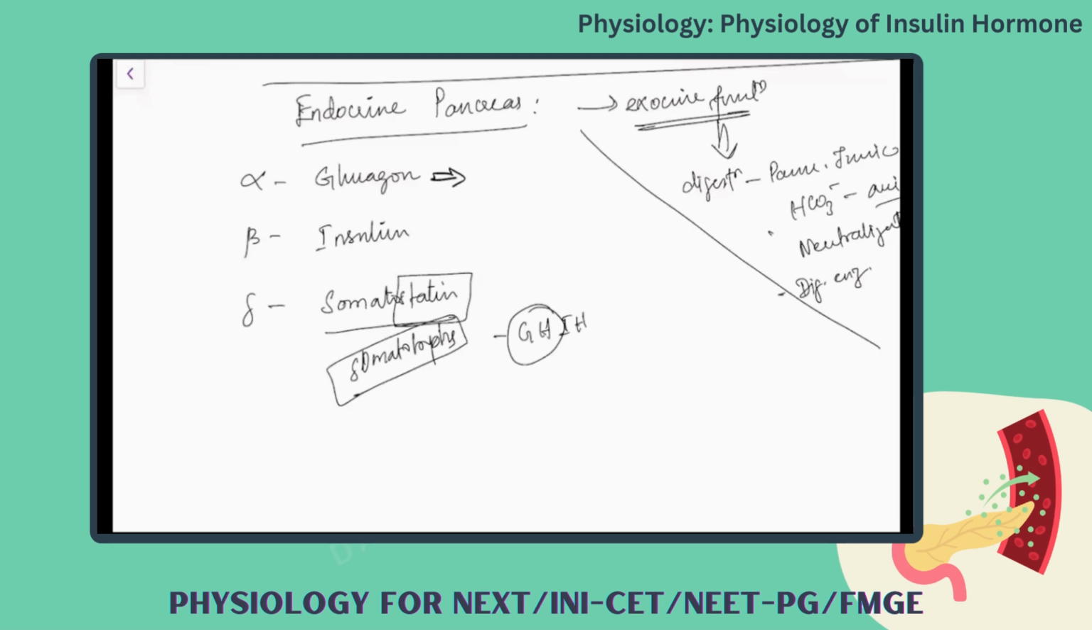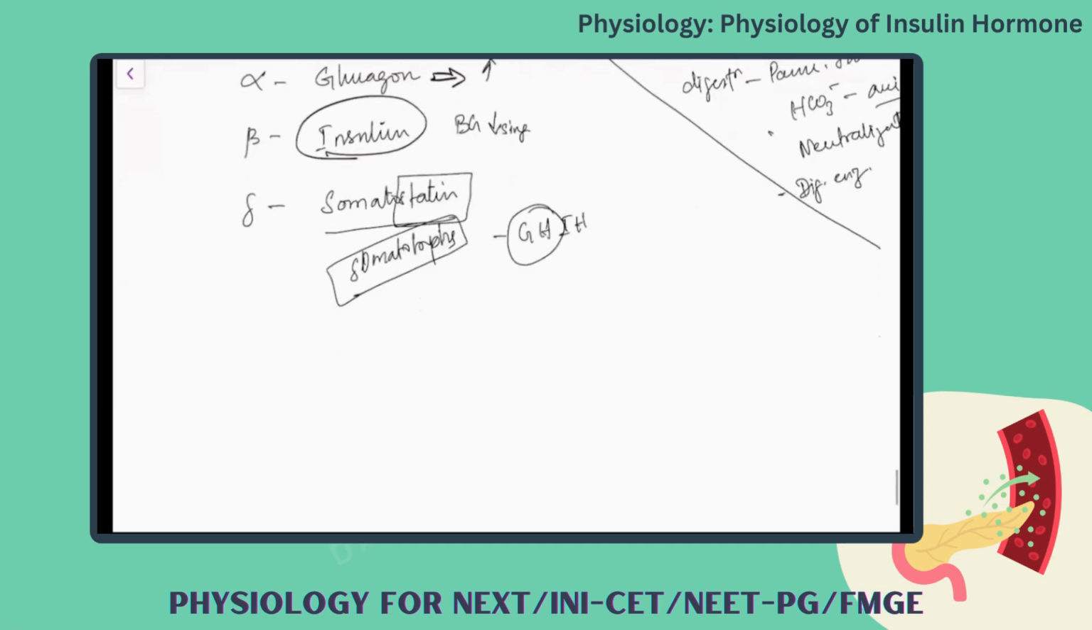What is the role of glucagon? What is the role of insulin produced by the beta cells? Insulin is a blood glucose decreasing hormone, whereas glucagon increases the blood glucose level. Okay, so those are the three different types of cells present in the pancreas and their major roles.